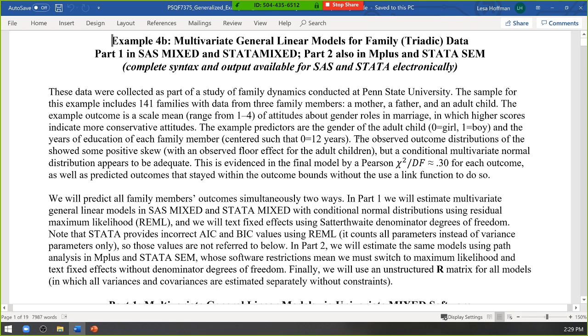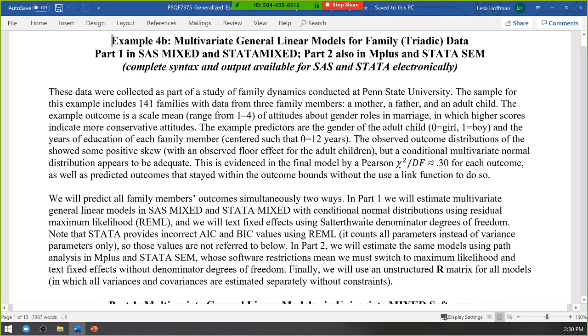The predictors that we're looking at, there's just two. One is the gender of the adult child. The gender of each parent is assumed because we have moms and dads, and so this is in simple binary gender land. And also the level of education in years of each person, thinking that people who are more educated may have less conservative attitudes potentially.